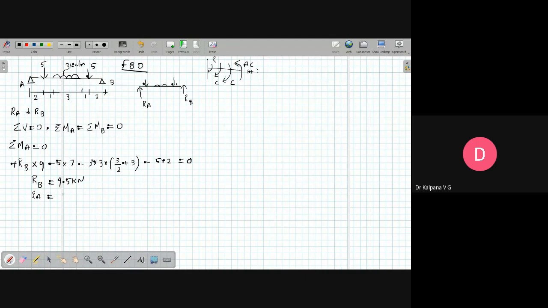Hence, RA. To find RA, we need to use the equation sigma V equal to 0, that is, the sum of all the upward forces and downward forces equals 0. So RA and RB are upward forces, and the downward forces are 5 plus 5 plus the total load for the UDL, which is 3 into 3. The UDL is acting only over the 3 meter span. We should not consider the whole span of the simply supported beam. So 10 plus 6, 16 kilonewton. Hence 16 minus 9.5 is around 10.5. Sorry.